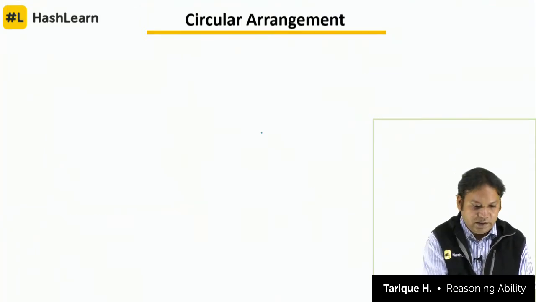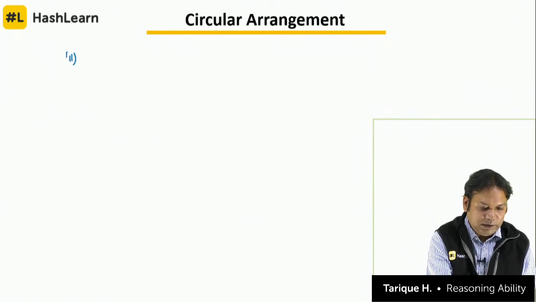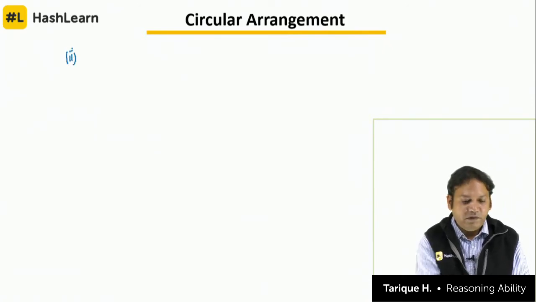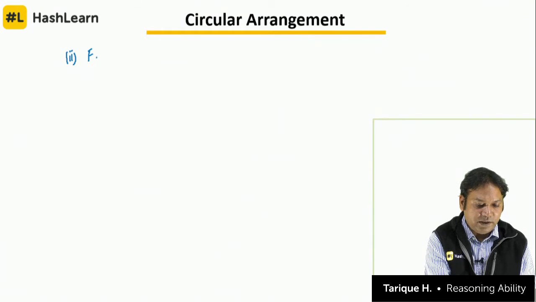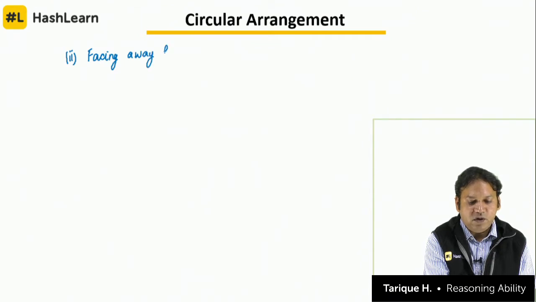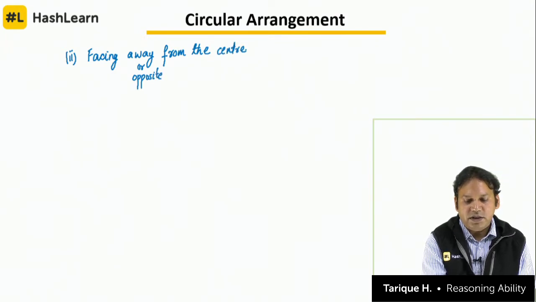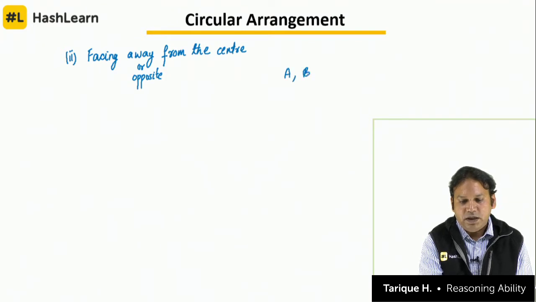Now if you take the second case, 6 persons are there facing away from the center, or facing opposite to the center. Clear? So away, or you can say opposite. Let's say there are 6 persons, A, B, C, D, E and F.